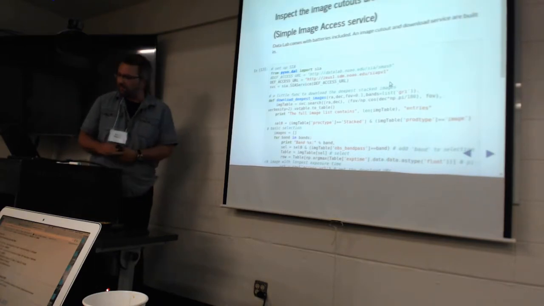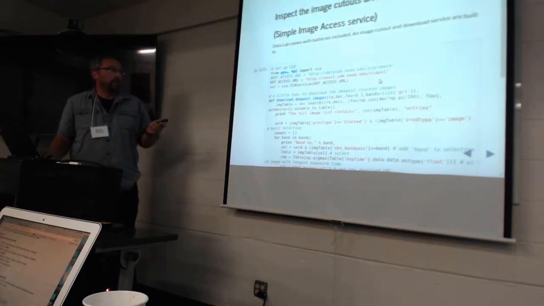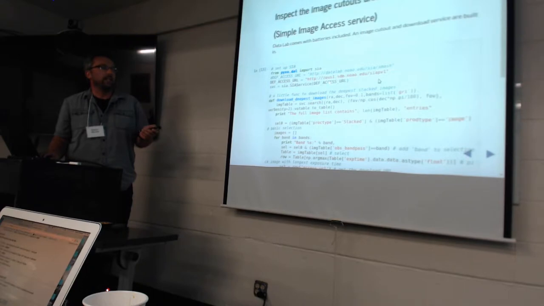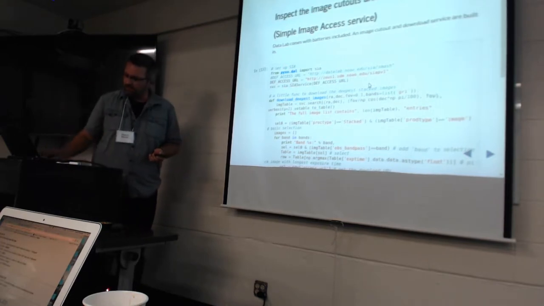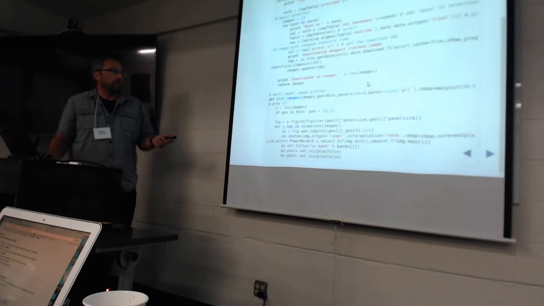It takes a little bit of setup, but not much. Literally, those 3 or 4 lines to tell them where the simple image access service lives. And then you define some boilerplate for how to download those files, but very simple once you have it. And also define a little function for plotting the images later.